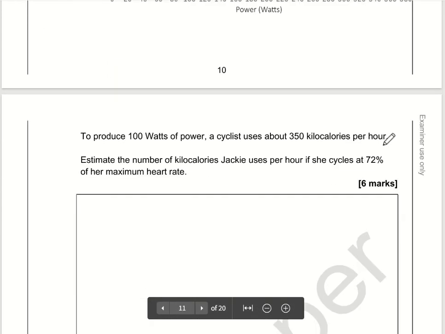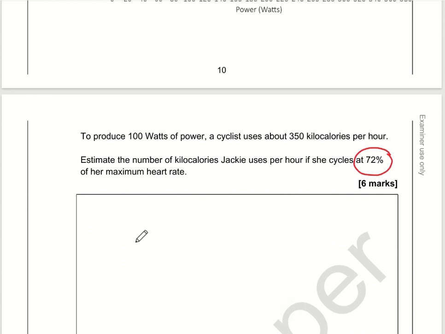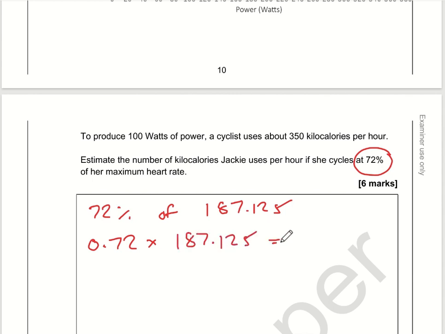Okay, now we know that we've been told she's working at a 72% effort. So what is 72% of 187.125? The calculation is 0.72 times 187.125, and that is 134.73, which is approximately 135. Now this figure here, this is the percentage multiplier for 72%. It's the decimal equivalent of 72%.